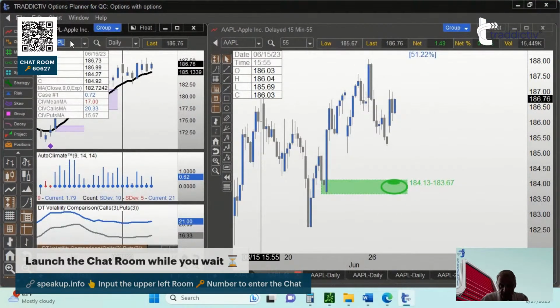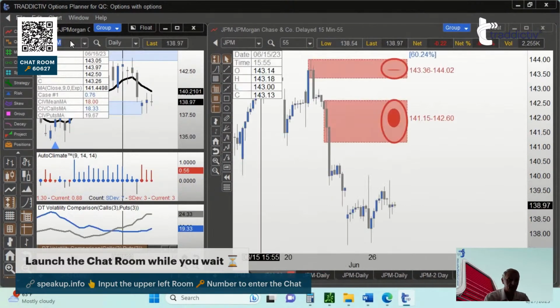The next one is what? JP Morgan Chase. Now be aware of it. JP Morgan Chase is at the money, right? All that it needed to happen is not to go below the what? 138. Why am I repeating 138?